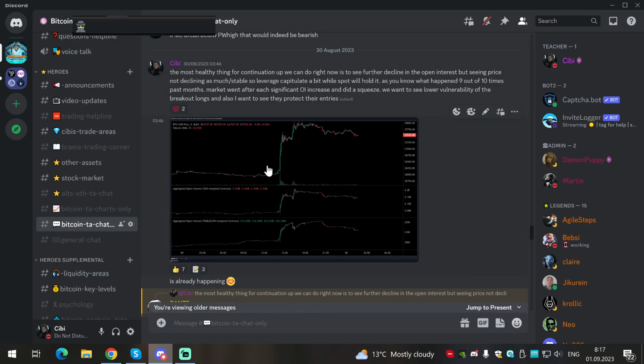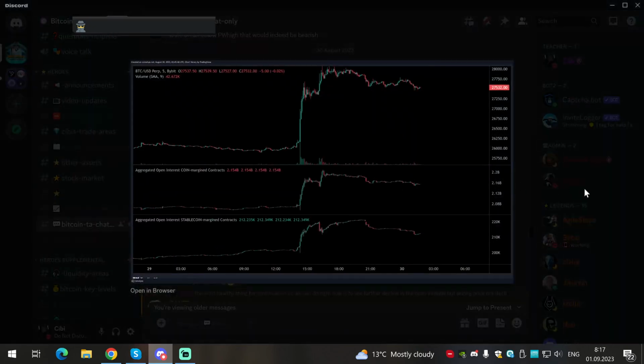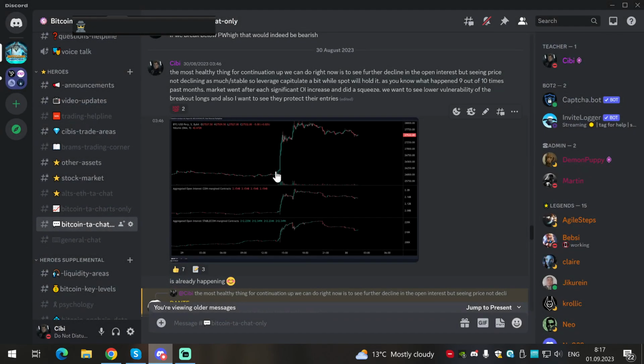No, okay, I was presenting a scenario I want to see, so we don't fully pull back the whole pump. I said the most healthy thing for the continuation up we can do right now is to see further decline in the open interest, but seeing price not declining as much, stable. So leverage capitulates a bit while spot holds it.